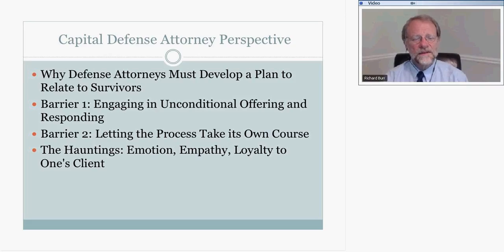And if they pick it up and they engage with us and go back and forth in a process of asking us questions and us providing responses, a relationship can develop. But it has to be absolutely on their terms. And we as lawyers are not used to doing that. That's an unusual piece of practice for us. And that's hard. The second one is related to that, and that's letting the process take its own course.